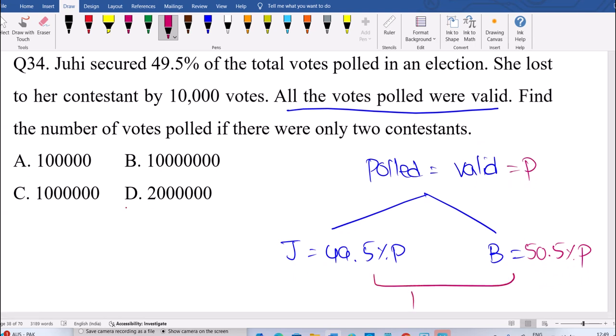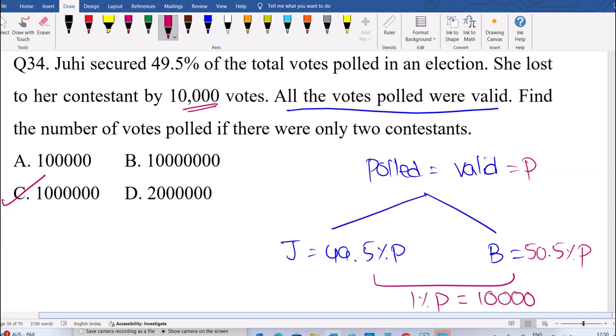That's nothing but equal to 10,000. Juhi lost by 1%. Generally they say someone won by something, but here they said lost. She lost the contest by 10,000 votes. That's 1%, so 1% equals 10,000. Now 100% means two more zeros to be added. Already four zeros are available. I want six zeros in the option. Option C.